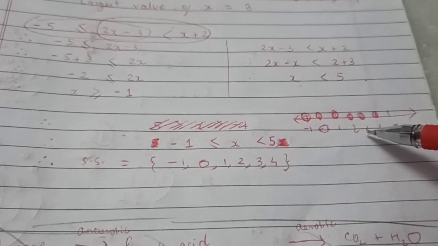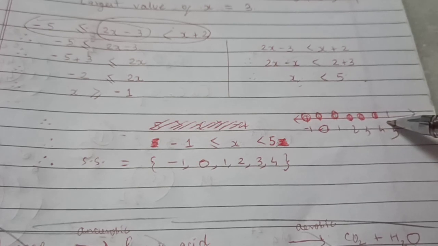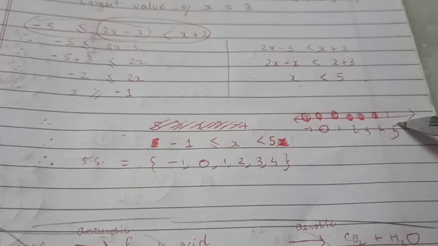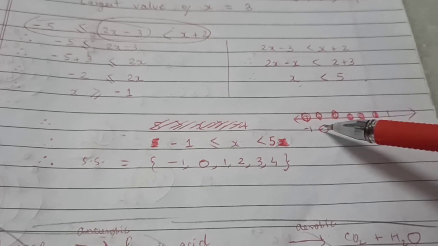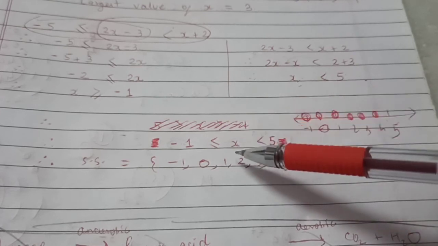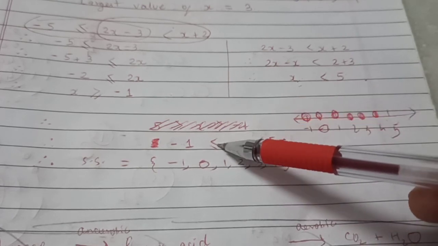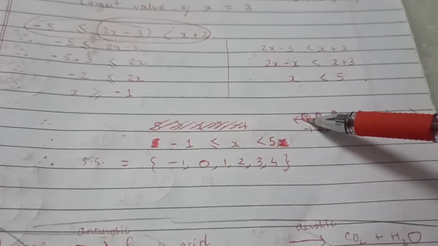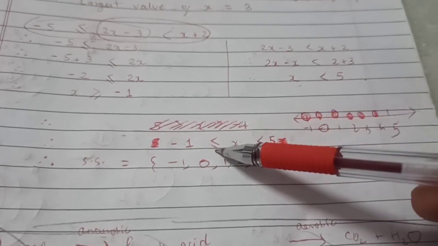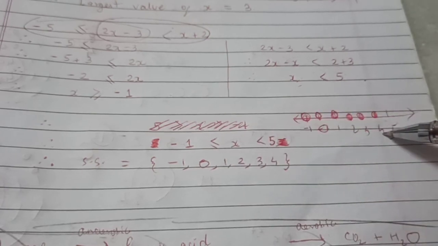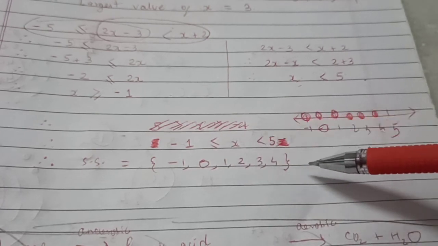I can't even include the decimal values like 4.5 and all, because the universal set is integers and integers don't include decimals. So less than 5 will be 4, 3, 2, 1, 0, -1, -2, -3 and so on till infinity. But there is a second condition here. X is greater than or equal to -1. So I'll have to stop at -1. Yes, I'll include -1 also because there is an equal to sign here, but not here. Remember that.